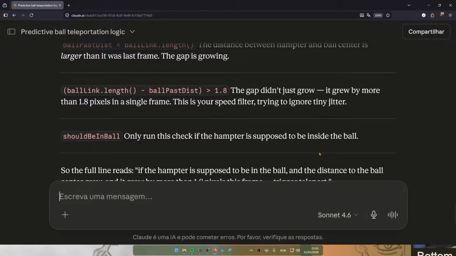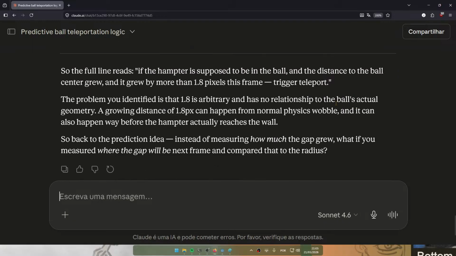Should be in ball. Only when this check if the hamster is supposed to be inside the ball. So the full line reads, if the hamster is supposed to be in the ball and the distance to the ball center grew, and it grew by more than 1.8 pixels, this frame triggered teleport. The problem you identified is that 1.8 is arbitrary and has no relationship to the ball's actual geometry. A growing distance of 1.8 can happen from normal physics wobble, and it can also happen way before the hamster actually reaches the wall. So back to the prediction idea. Instead of measuring how much the gap grew, what if you measured where the gap will be next frame and compared that to the radius?